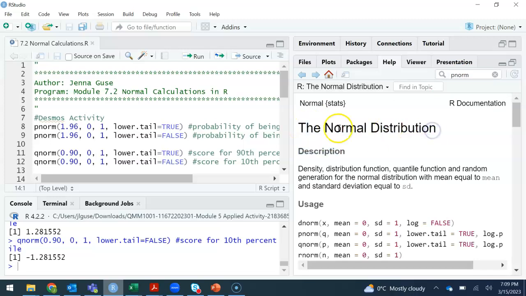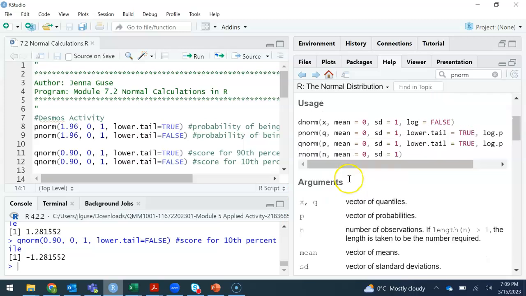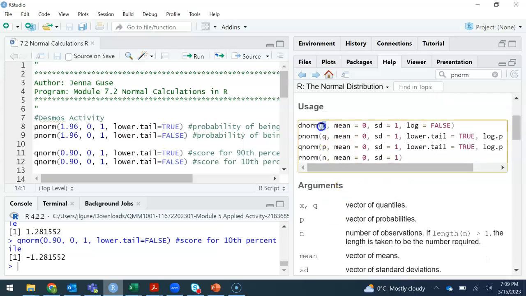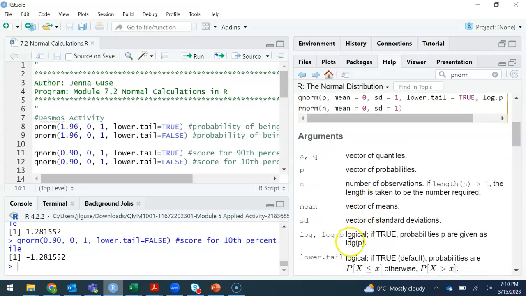You're told that this is for the normal distribution, that we actually have 4 different functions: dnorm, qnorm, pnorm, and rnorm. The arguments used in these functions, the first one is either an x or a q, which stands for quantiles. If the function takes a p, that stands for probability, or if the function takes an n, that stands for number of observations. In any case, the mean can be specified using the word mean and standard deviation using the word SD. By default, they are set to 0 and 1, the mean and standard deviation of the standard normal distribution.